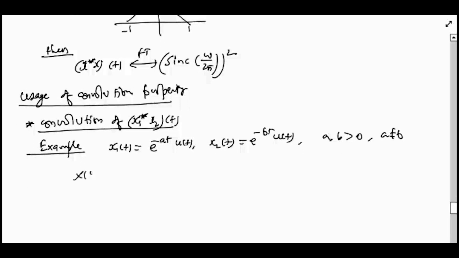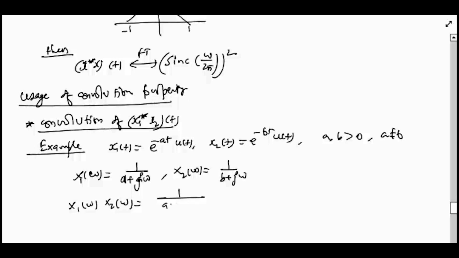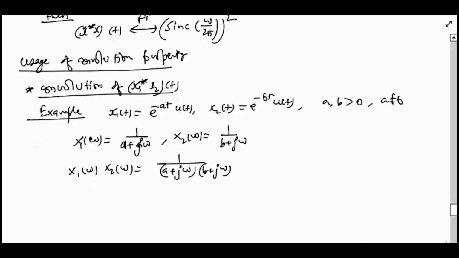Okay, we readily know that the Fourier transforms X1(omega) and X2(omega) are respectively 1 over a plus j omega and 1 over b plus j omega. In this case the product of the two Fourier transforms is 1 divided by a plus j omega times b plus j omega. We know that the inverse of this product would give the convolution of x1(t) and x2(t). So let's try to find out the inverse of this.